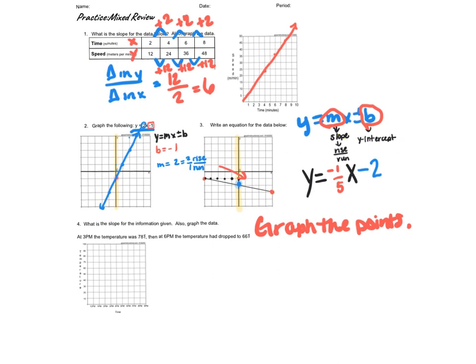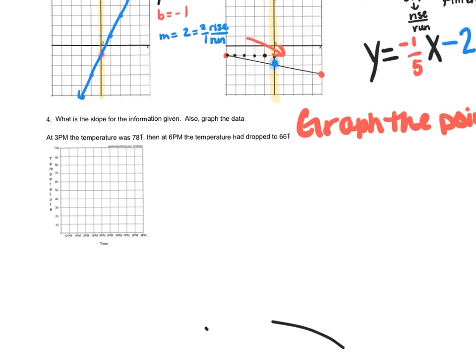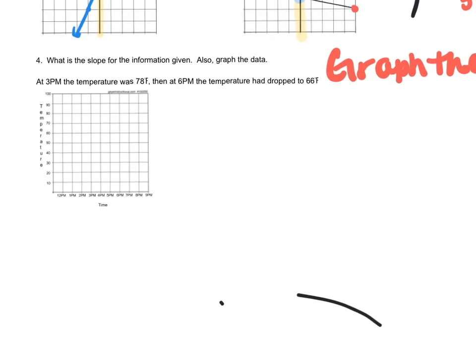Okay. Number 4. What is the slope for the information given? Also graph the data. Okay. It's talking about temperature. It's talking about degrees. Does that make sense? So the temperature at 3 p.m. was 78. At 6 p.m. it was 66. What happened to it? It dropped. Let's graph the points.